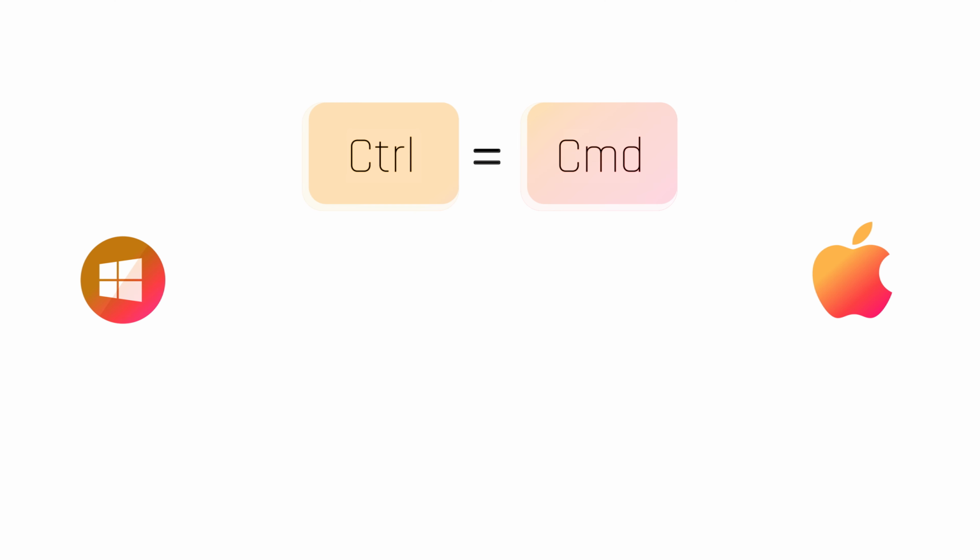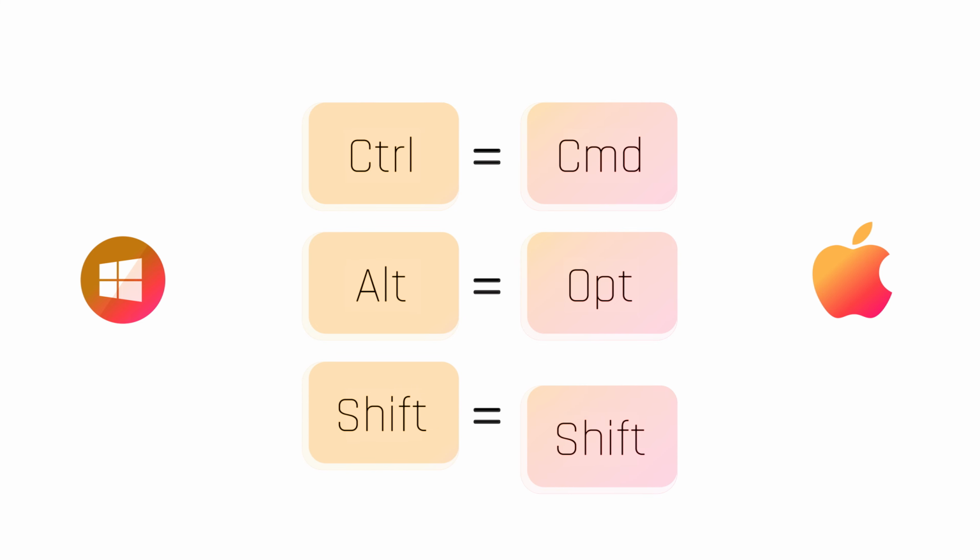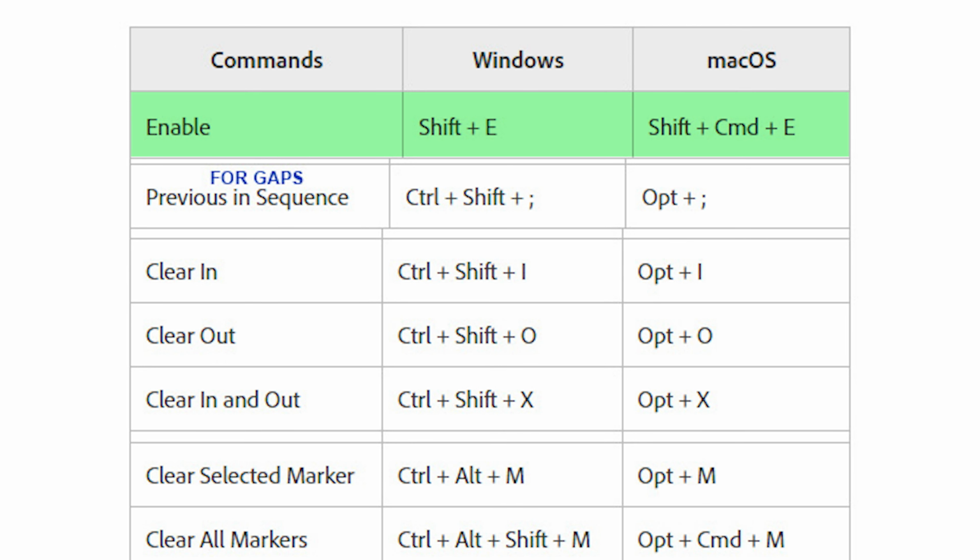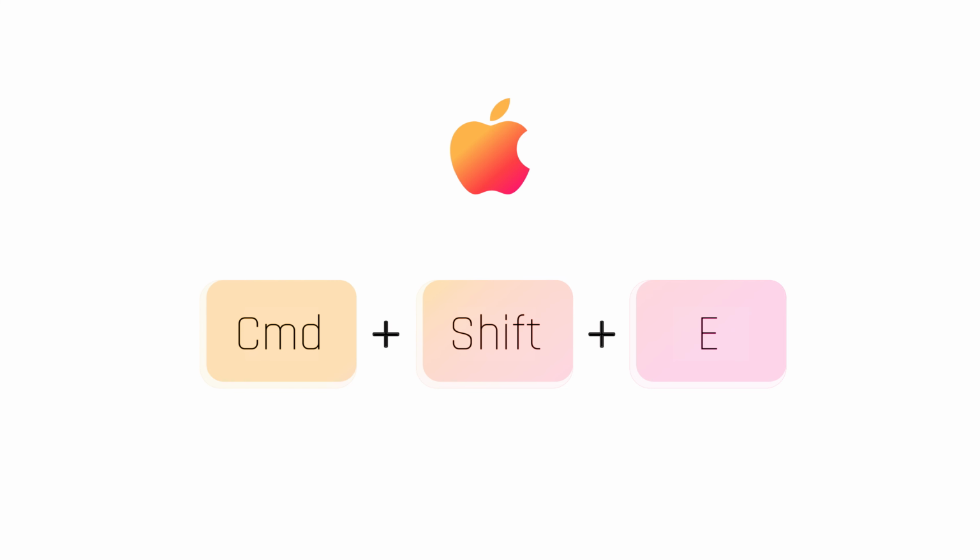Now, 95% of the time when we watch videos, we just translate Control to Command, Alt to Option, and Shift to Shift. So the shortcut for Enable on Windows is Shift E. You would think that it will be Shift E on Mac as well, but it's not. It's actually Shift Command E. I don't really understand why they don't put Command first, but I guess that's a Mac thing. It's the same thing, but that's just how Adobe mentions it on the website.